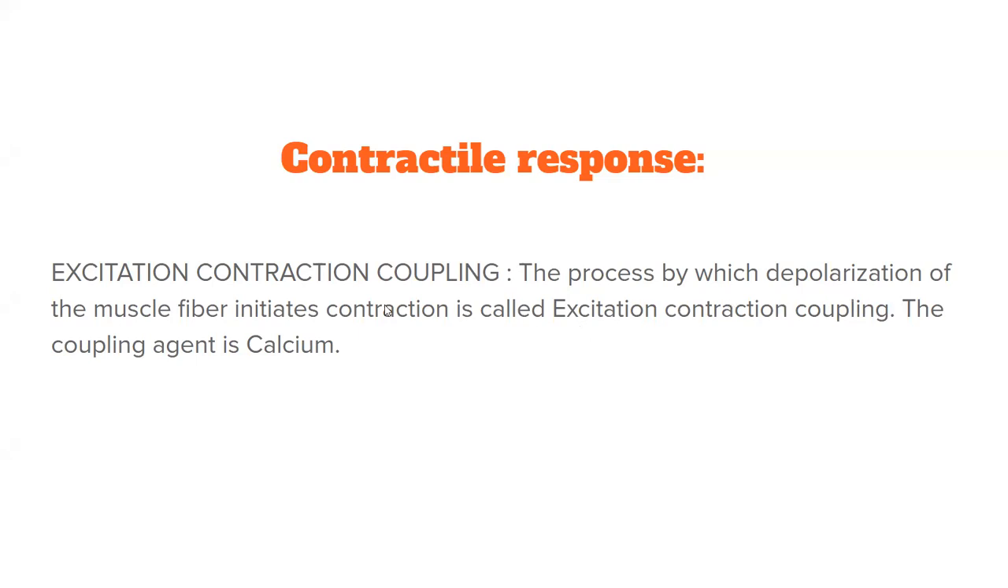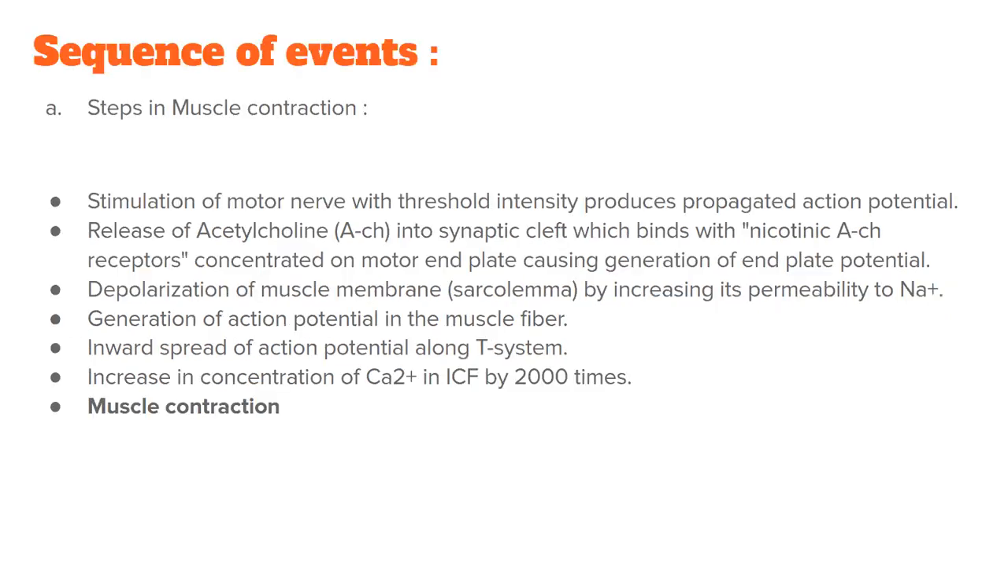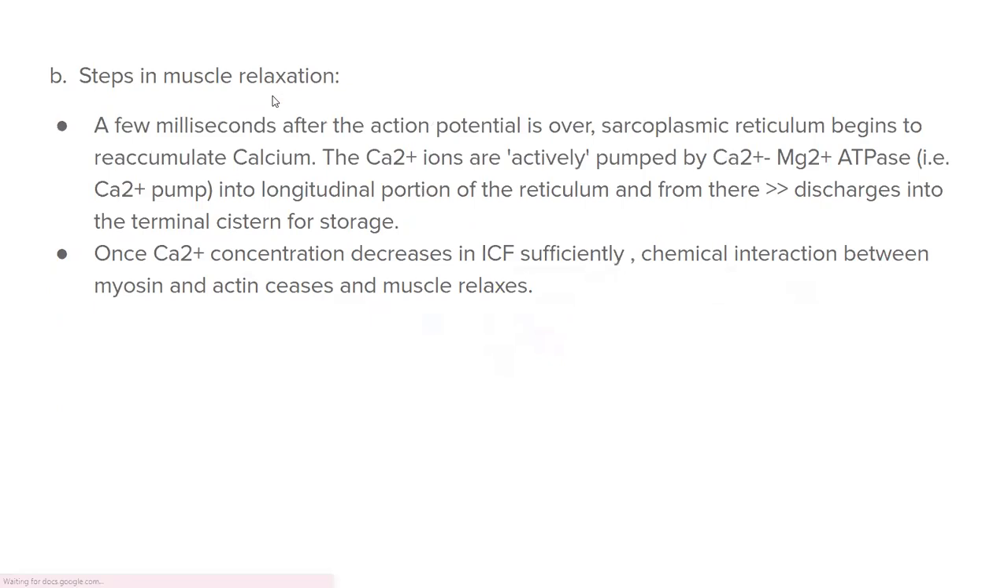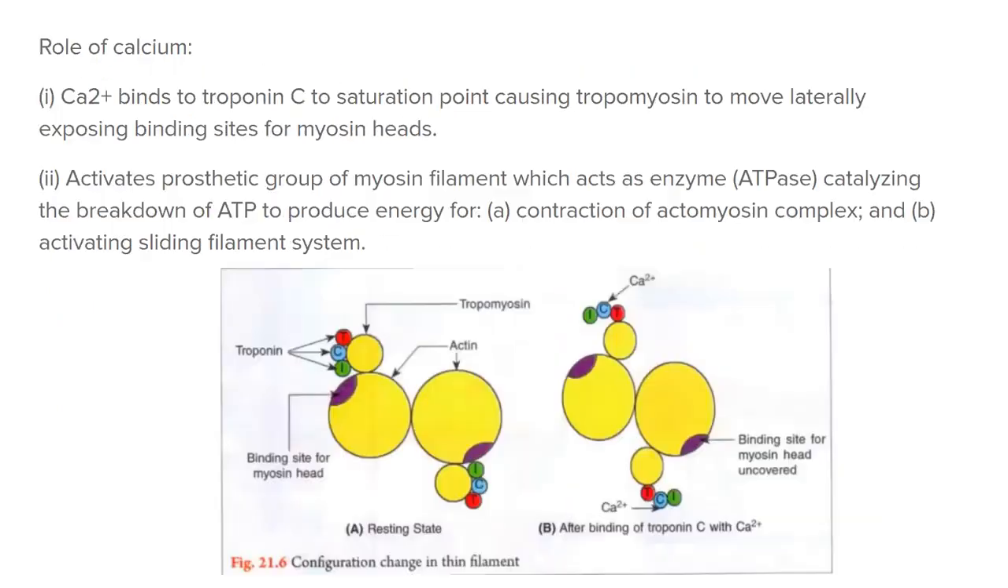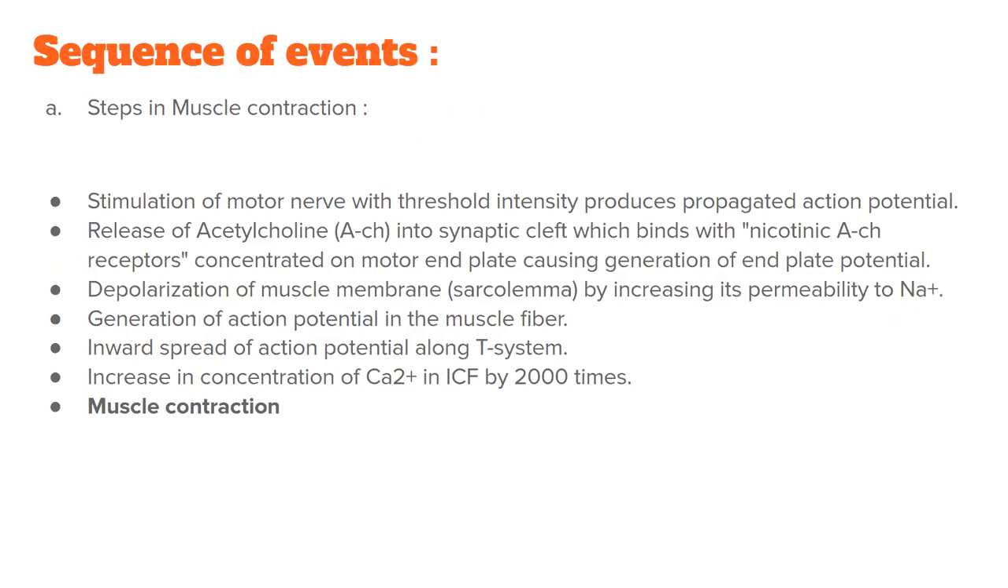The process by which depolarization of the muscle fiber initiates contraction, which is a mechanical action, is called excitation contraction coupling. The coupling agent is calcium. I told you how calcium is important and how the concentration of calcium in the ICF is required. Now, what is the sequence of events? We'll be talking about muscle contraction, then the role of calcium, then muscle relaxation, then the sliding filament theory in this whole contractile sequence.